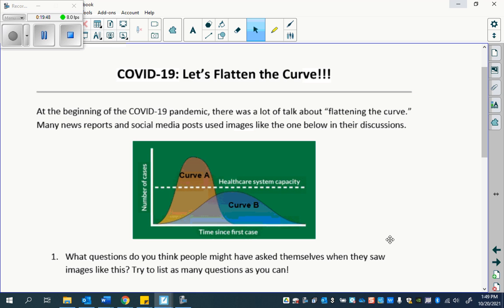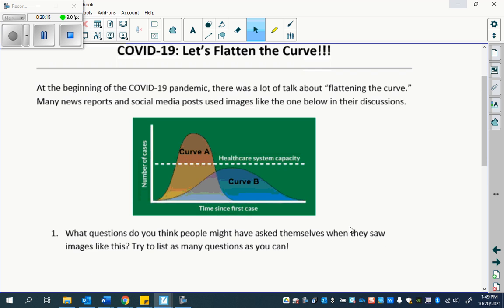So the conversation about flattening the curve came from, can we change the rate at which this virus is spreading so that we're recognizing it's still spreading, but can we put ourselves in a position where if we flatten out that curve, then maybe we have the room for everybody that needs the health care. All right.